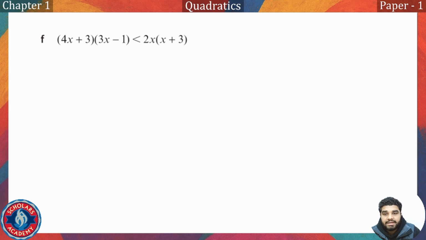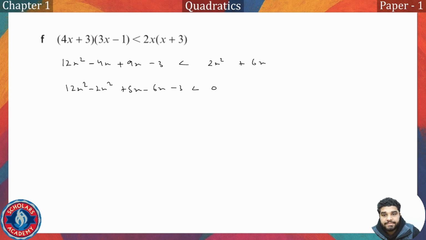Let's multiply it. What we get is 12x square minus 4x minus 9x plus 9x and minus 3 is less than 2x square plus 6x. Right, let's bring everything to the left hand side. We get 12x square minus 2x square plus 5x minus 6x minus 3 is less than 0. So we simplify it, we get 10x square minus x minus 3 is less than 0.